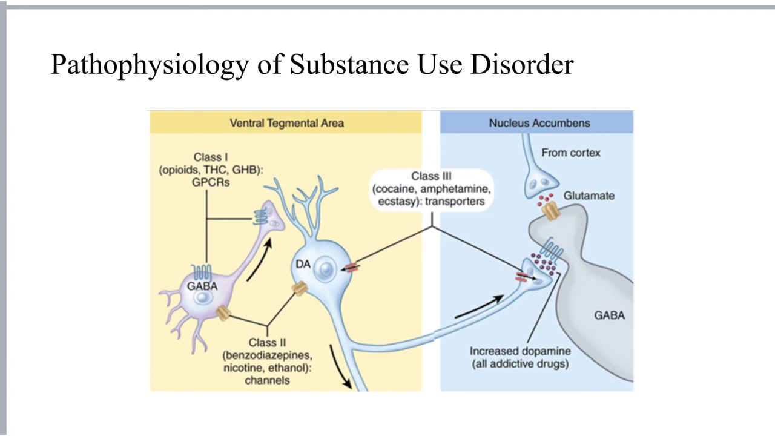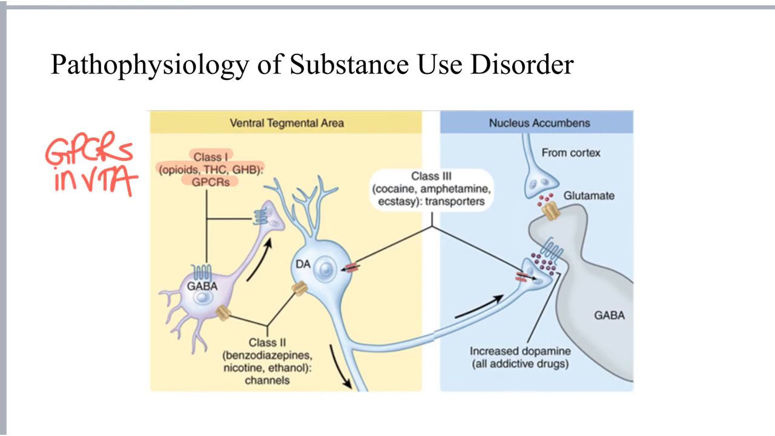The class 1 agents are drugs that activate G protein coupled receptors in the ventral tegmental area. And these are drugs that fall into the opioid class or drugs like THC and GHB. By activating G protein coupled receptors in the VTA, these drugs produce what is known as GABA disinhibition that allows these dopamine neurons in the mesolimbic pathway to be activated and release dopamine in the nucleus accumbens.